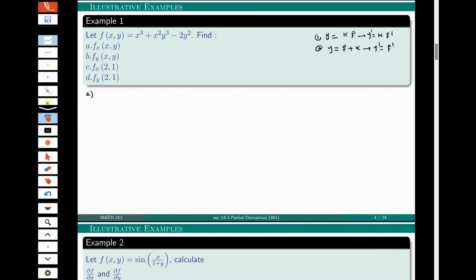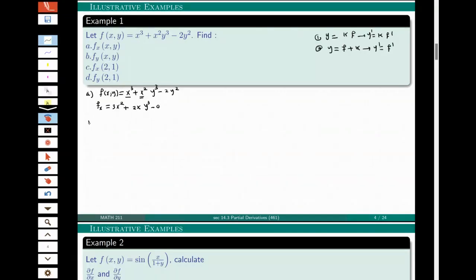Here in A, we want to find f sub x. If it is given to me that f of x y equals x cubed plus x squared times y cubed minus 2y squared, then f sub x, the partial derivative of f with respect to x, means we look only at x as a variable. So the derivative of x cubed is 3x squared. The derivative of x squared is 2x times the constant y cubed, minus 0.